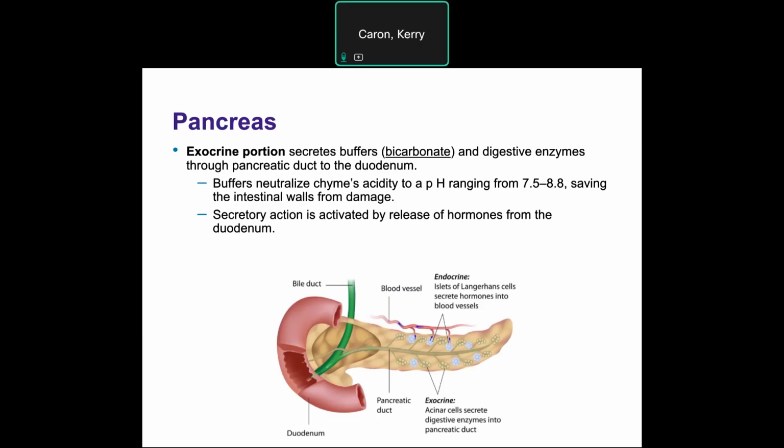It's going to buffer the chyme's acidity to a pH. It brings it from a 2 to a 7.5 or 8.8. Thank goodness. Much more basic, alkaline. And it saves the intestinal walls from acid damage. This whole process, the secreting, is activated by a release of hormones.